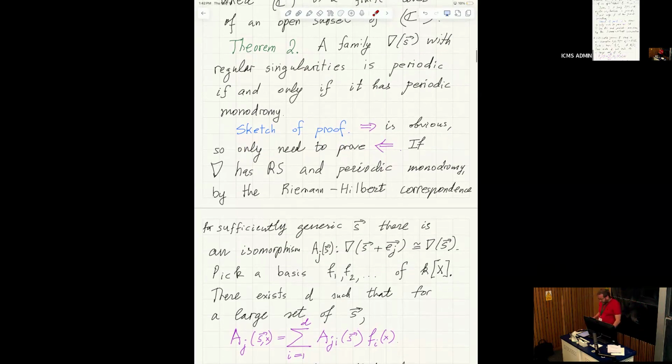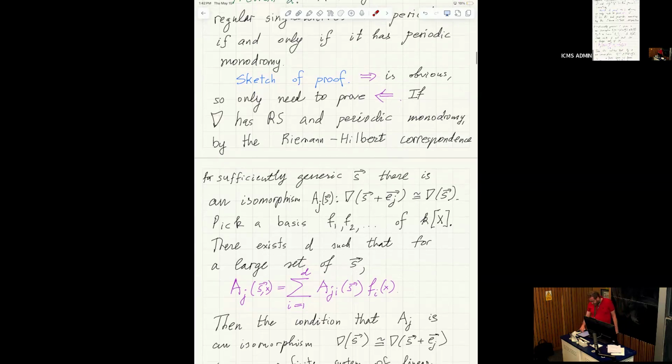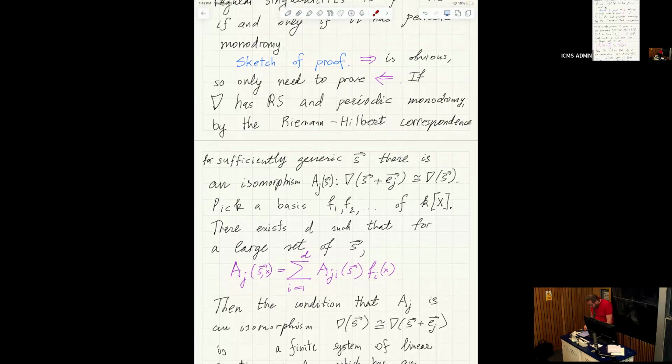So regular singularities and periodic monodromy, by the Riemann-Hilbert correspondence, imply that the differential equations are also isomorphic, not just the monodromy, but the differential equations themselves are isomorphic when you shift S by e_j, for individual values of S, for a large set of individual S. And this is because the Riemann-Hilbert correspondence says that there is an equivalence of categories between connections with regular singularities and representations of the fundamental group.